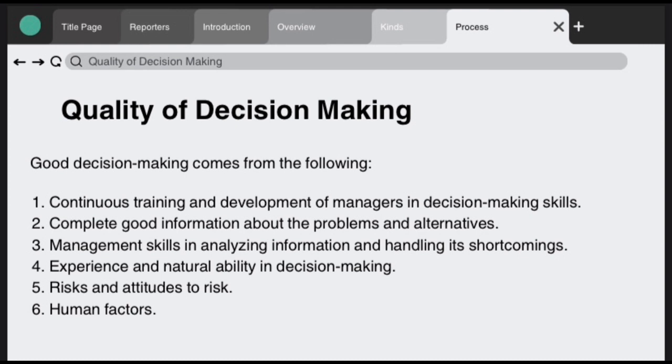Quality of decision making. Good decision making comes from the following: 1. Continuous training and development of managers in decision making skills. 2. Complete good information about the problems and alternatives. 3. Management skills in analyzing information and handling its shortcomings. 4. Experience and natural ability in decision making. 5. Risk and attitudes to risk. 6. Human factors.